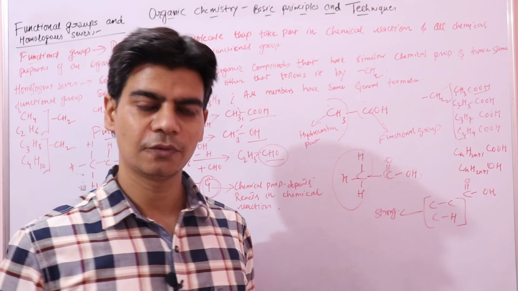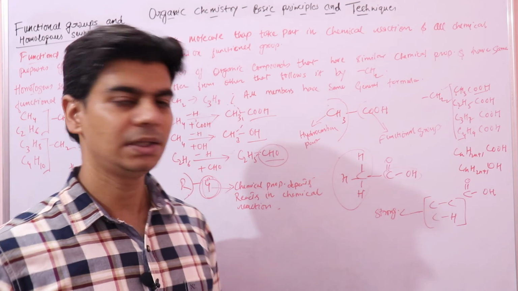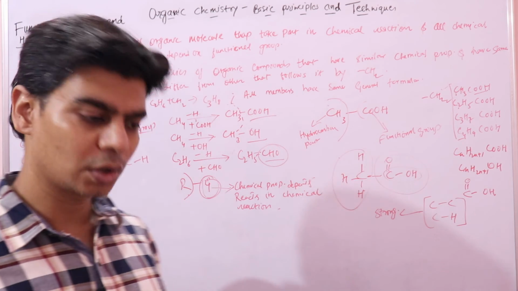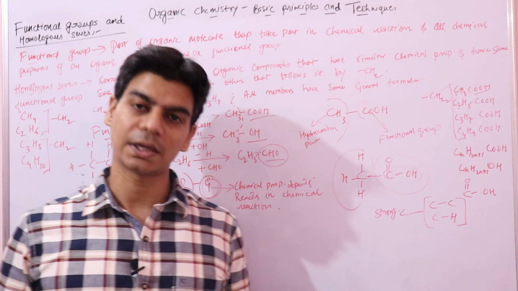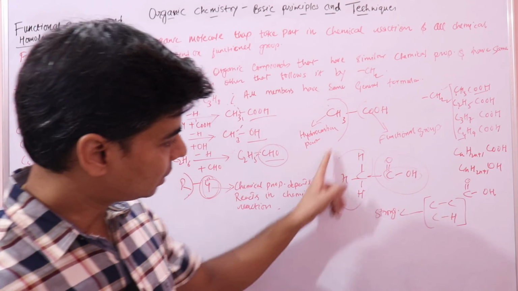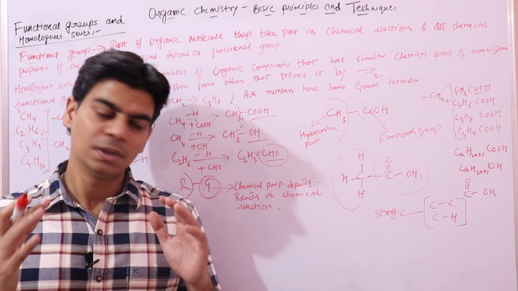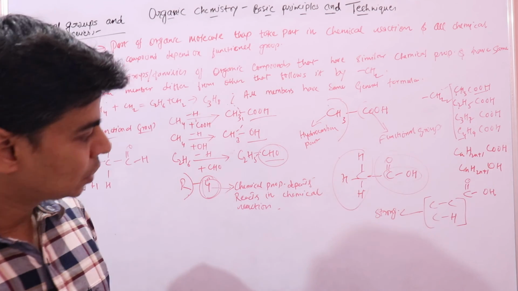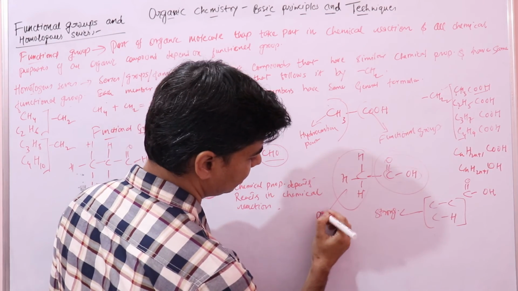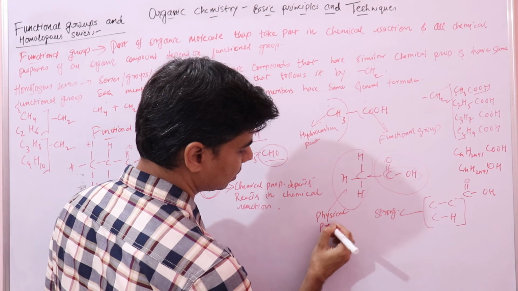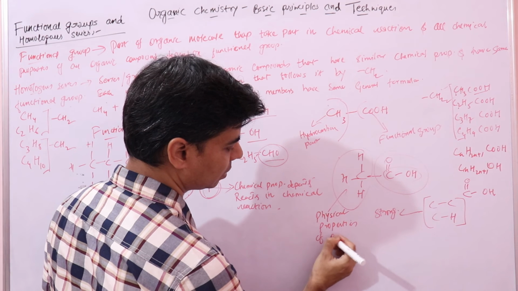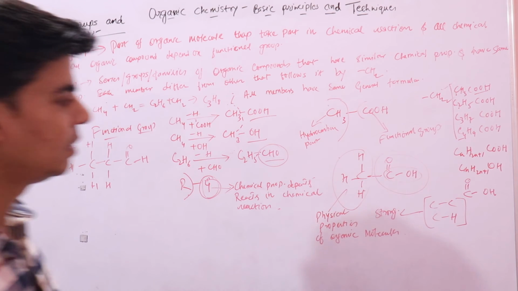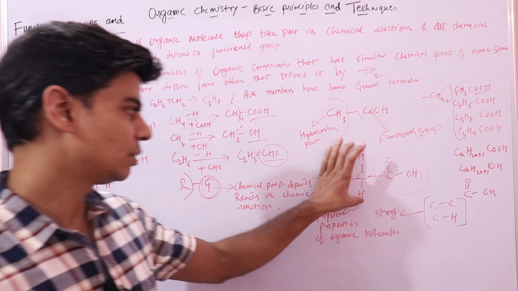And since this contains a double bond which has a pi bond, we know a pi bond is a weak bond, so it gets easily ruptured or breaks in a chemical reaction. So the functional group, the part of the organic molecule which is reactive, decides the chemical properties. Whereas the hydrocarbon part is less reactive because of the high bond dissociation energy of carbon-carbon and carbon-hydrogen bonds. So this hydrocarbon part decides the physical properties of organic molecules.